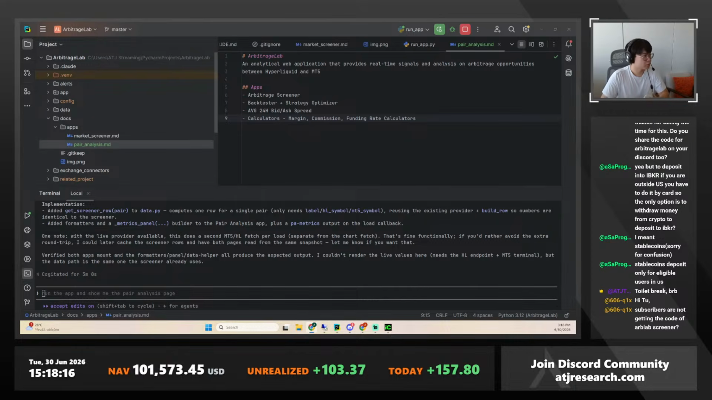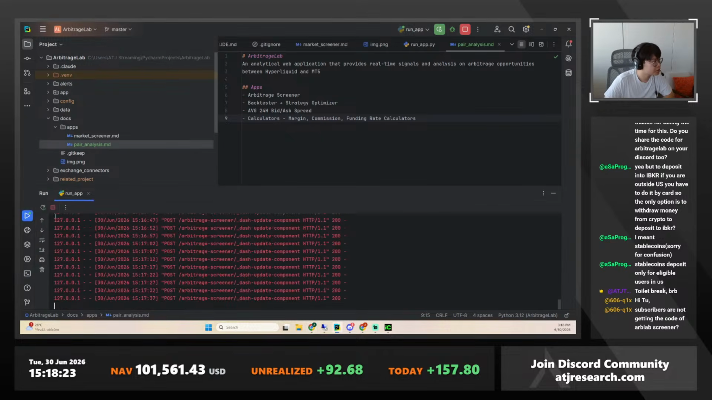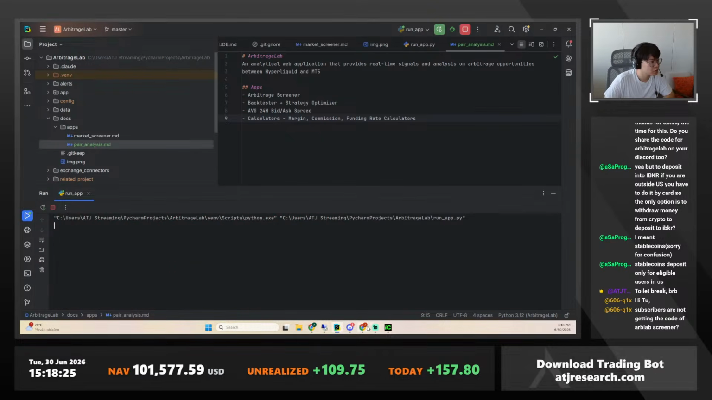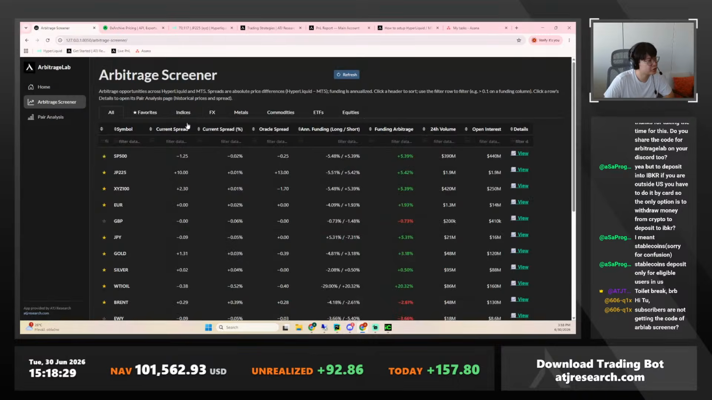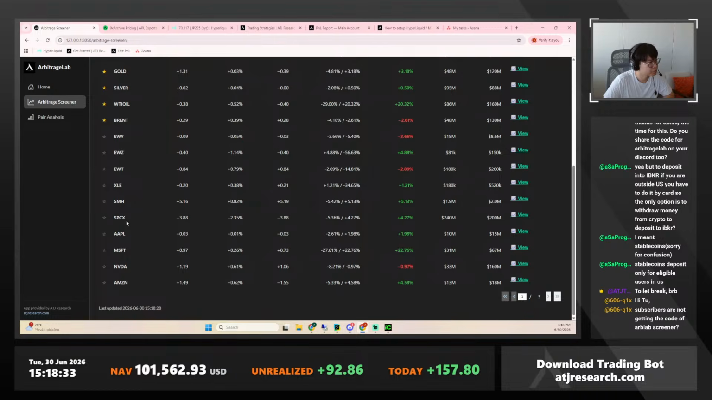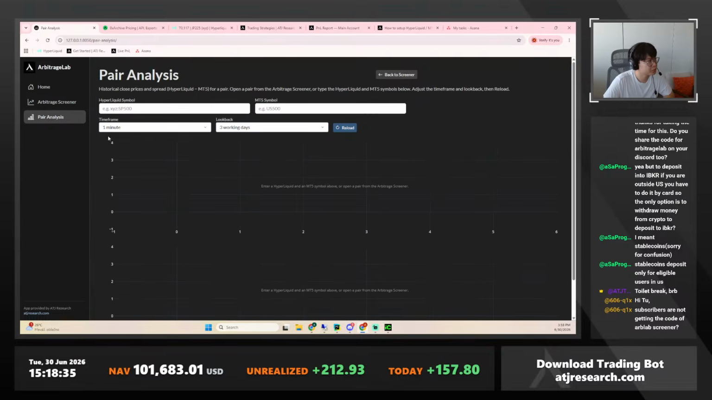Okay, so let's restart this and let's check our screener. And yeah, I still have to use 0x archive later to process this. So in peer analysis, we have the Hyperliquid symbol, we have the MT5 symbol.